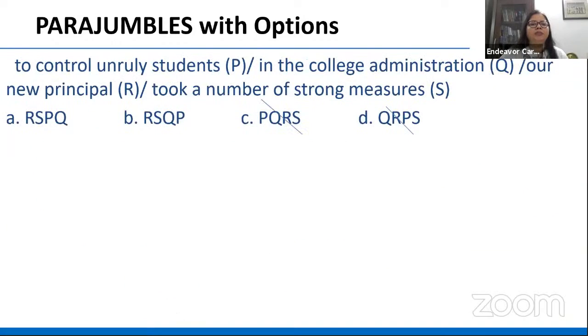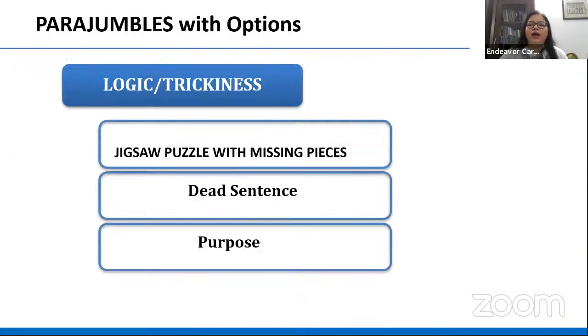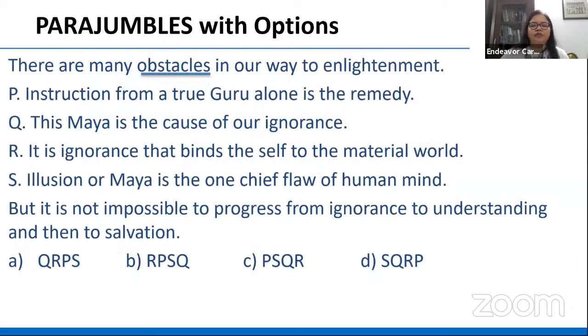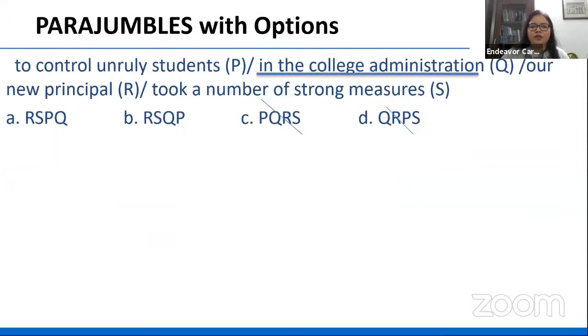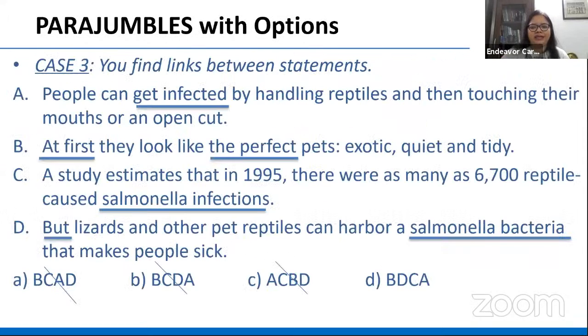And that input will come in the form of how the logic or trickiness can be discussed, can be tested, how CAT questions and CAT parajumbles in the past have actually tested you on trickiness and logic. So we're actually going to examine some CAT questions, but I think we will park this for now. I'll continue with the next lecture, right?